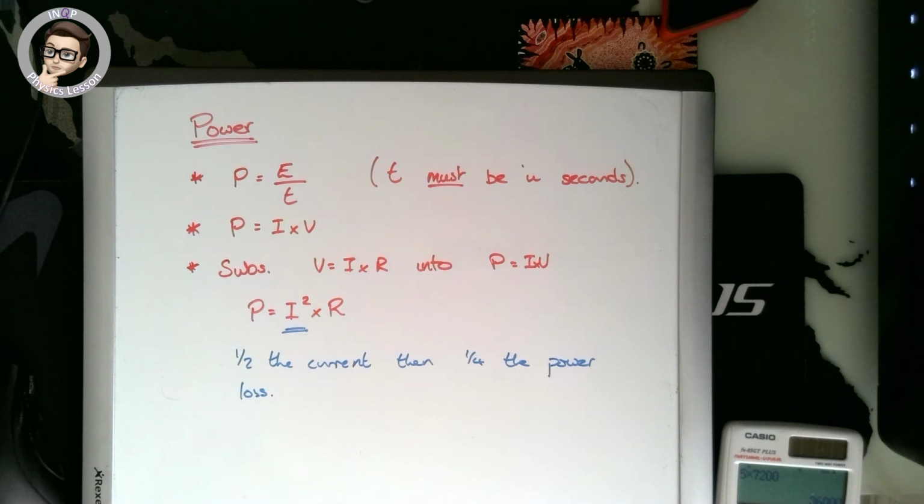So this is why in the later lessons we're going to learn that the current is reduced when we're transmitting electricity through the national grid across the country. So remember this lesson when we come back to it in a few more videos' time.